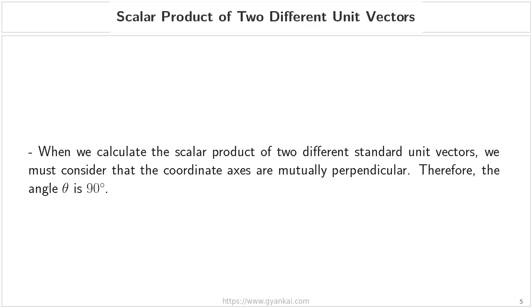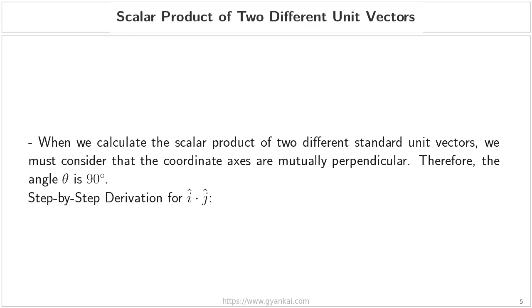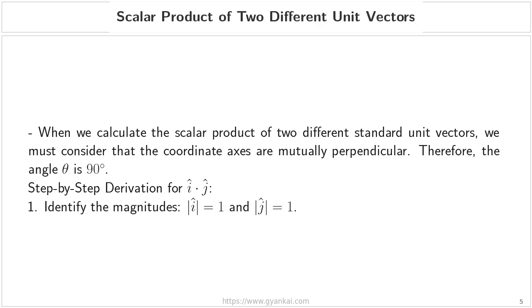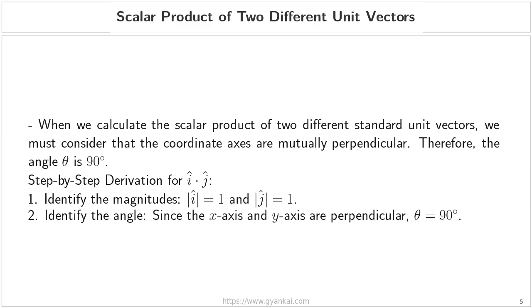This means that if we pick any two different vectors, like i and j, the angle theta between them is exactly 90 degrees. Let's walk through a step-by-step derivation for the dot product of i dot j to see how this works in practice. First, we identify the magnitudes. From our earlier definition of unit vectors, we know that the magnitude of i is 1, and the magnitude of j is also 1. Second, we identify the angle. Because the x-axis and the y-axis are perpendicular, our angle theta is 90 degrees.